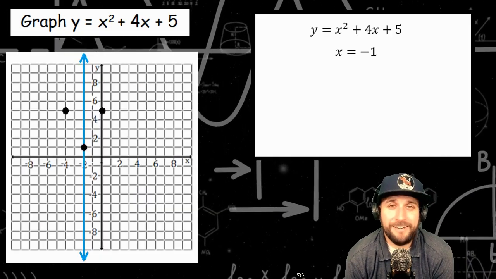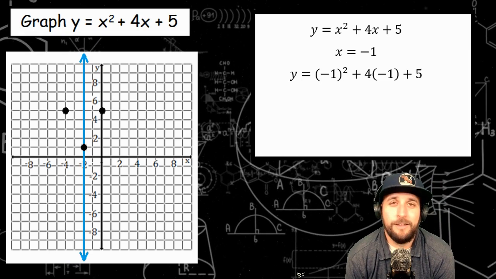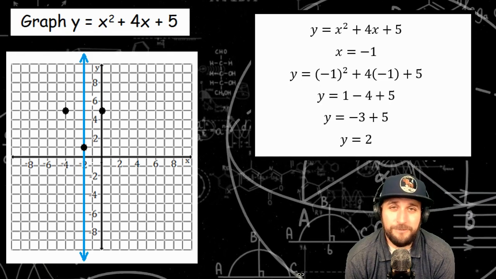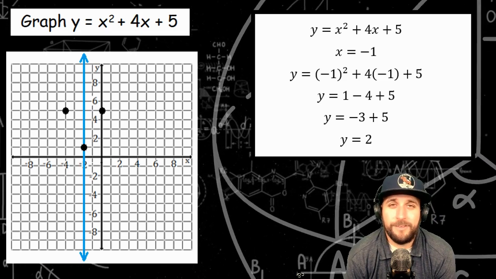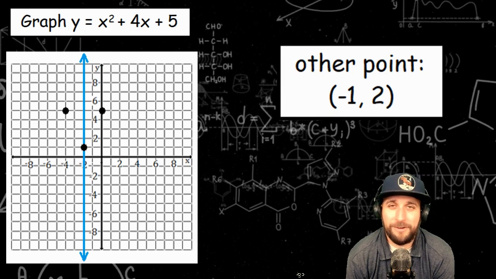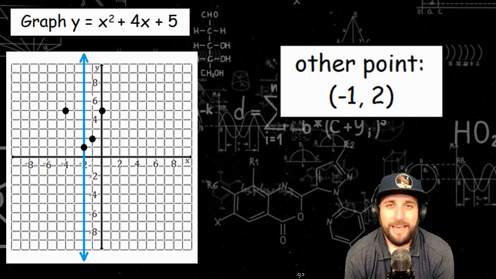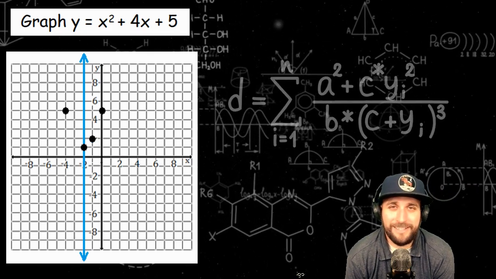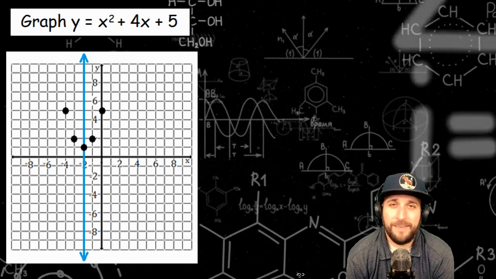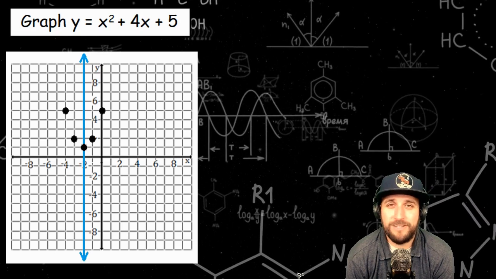So I'll plug a -1 into my quadratic function. When I do that, I get out a +2. So that means I have an ordered pair -1, 2. Plot that on my graph. Since I have a dot at -1, 2, thanks to the axis of symmetry, I also have a dot at -3, 2. And now I have 5 points total.